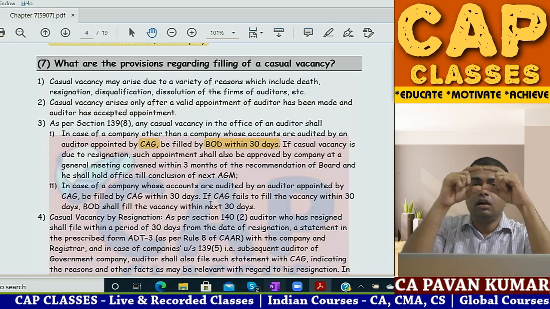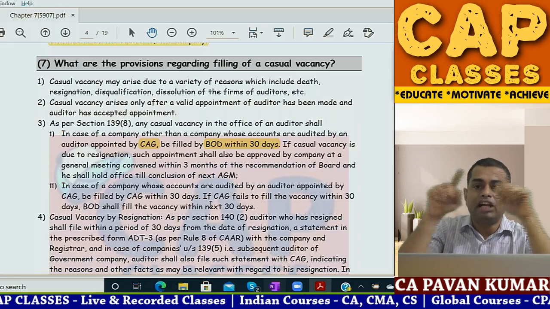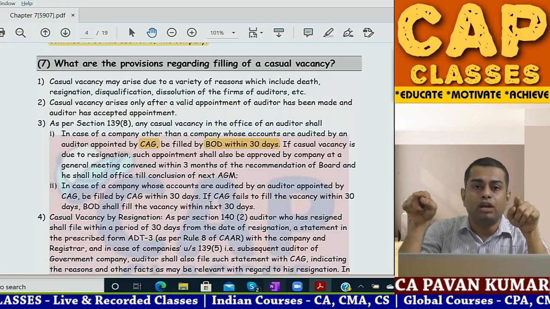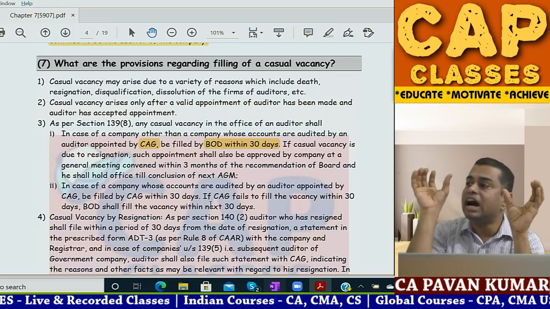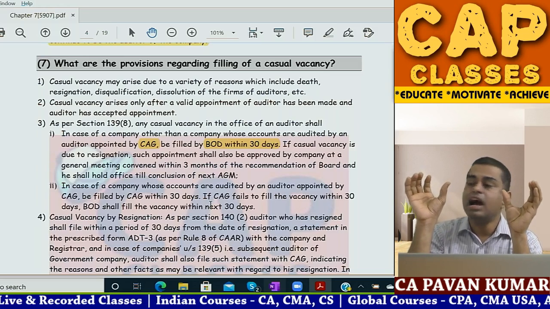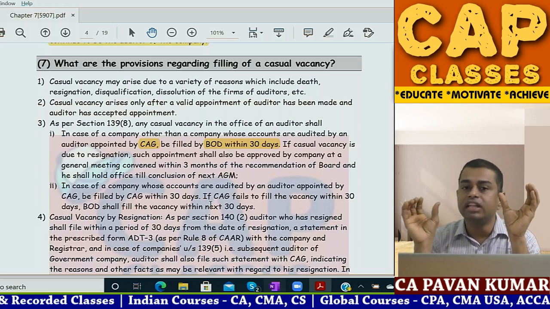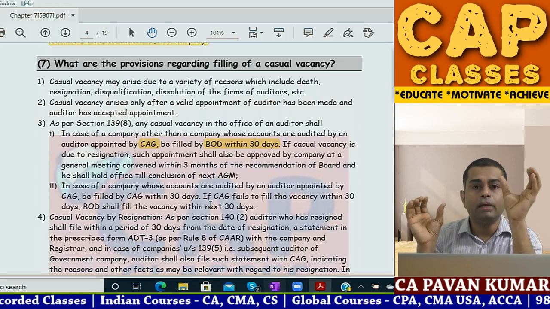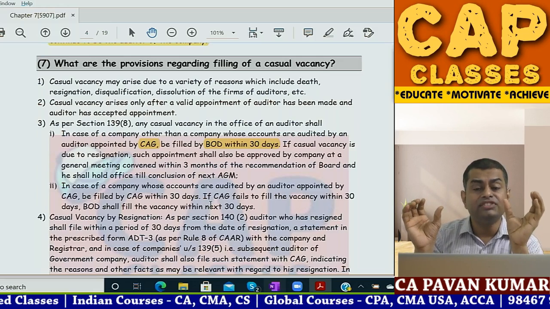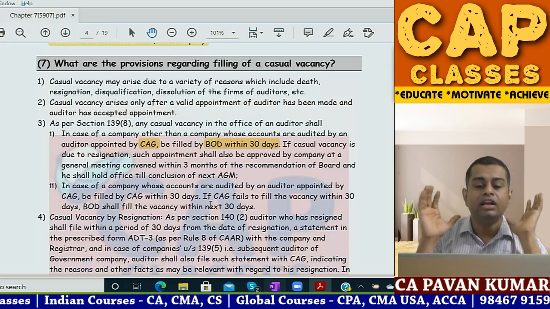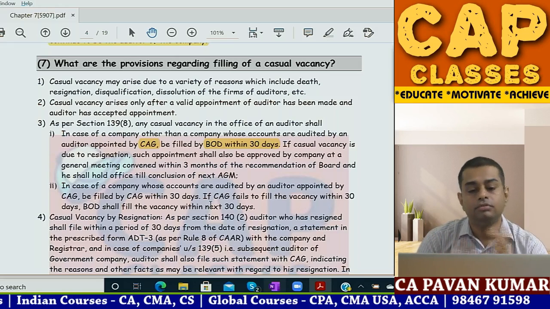Simple. Filling up casual vacancy. Imagine a chart with 2 arrow marks down: government company, and other than government company. Other than government company, BOD in 30 days. Government company, C&AG in 30 days. If C&AG fails, then BOD in another 30 days. That's all.